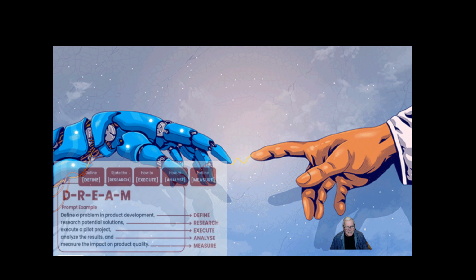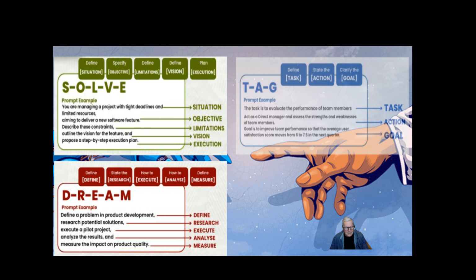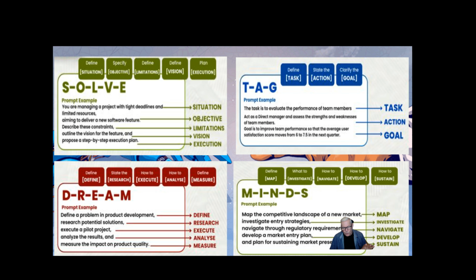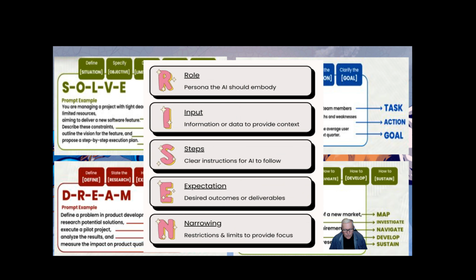Structured templates are dead easy, because here are some. You see what I mean here? You've got them here like TAG and SOLVE and DREAM and MIND. These are just classic ways of showing how to do your prompt. You give it a situation, you give it an objective, with the classic SOLVE you tell it its limitations, then the vision and the execution. The easiest one you hear all the time is the classic TAG. What is the task that you want it to do, what action you want it to do, etc., and then you set it to go.